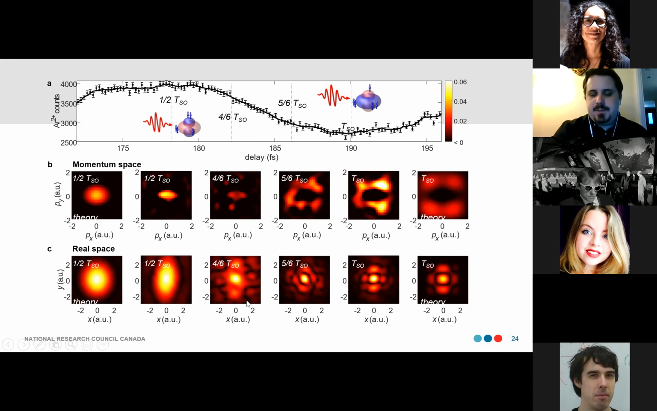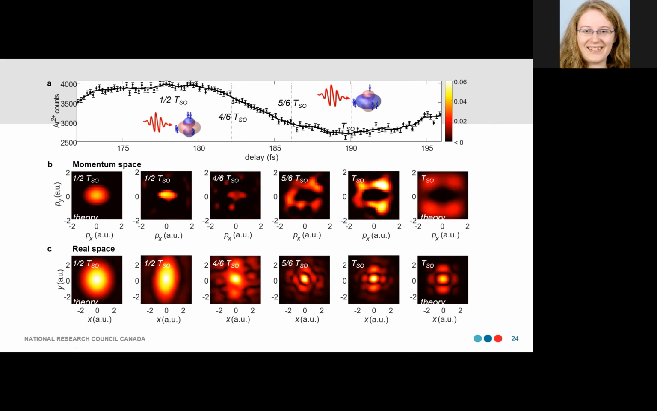And similarly, the real space picture, take this with a grain of salt. This is a Fourier transform with a flat phase, but it still looks very similar to what you would see from the theoretical real space orbitals. And that's very cool.